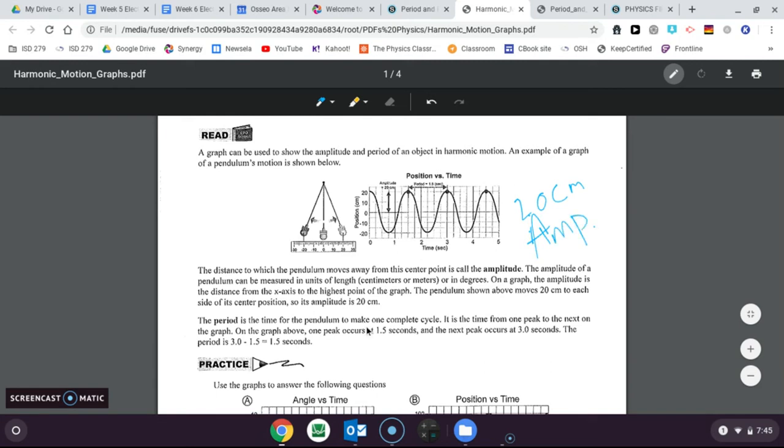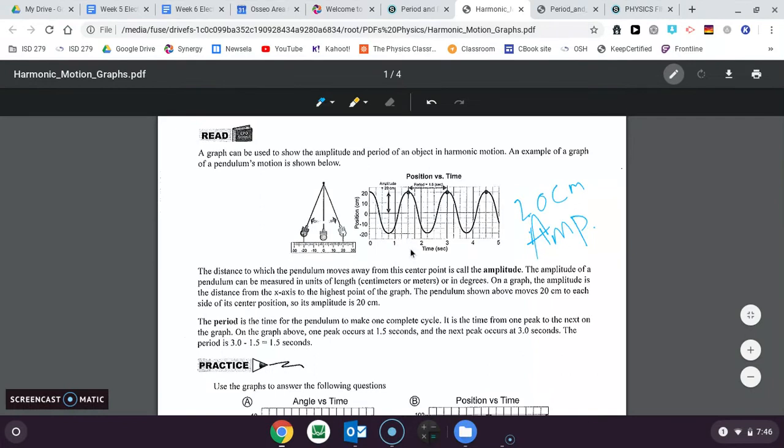The period is a time, and so we'll be looking at the x-axis. It is defined as the time for one cycle, and a cycle is one complete motion. The way you would find that on a graph is you would look for a spot and find the exact same spot on the next part of the graph.